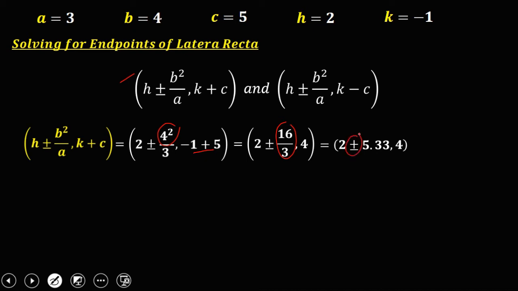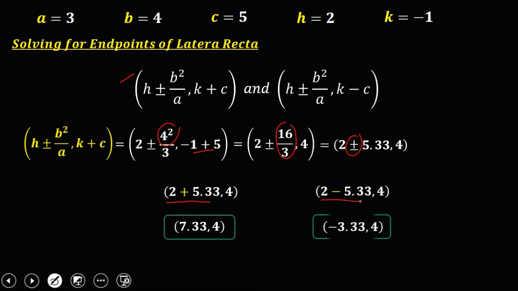Then split this equation, the positive and the negative. So we have now 2 plus 5.33, that's 7.33 and 4. Then the other one, 2 minus 5.33, that's negative 3.33 and 4. So these are the first two coordinates of the endpoints of the Latera Recta.